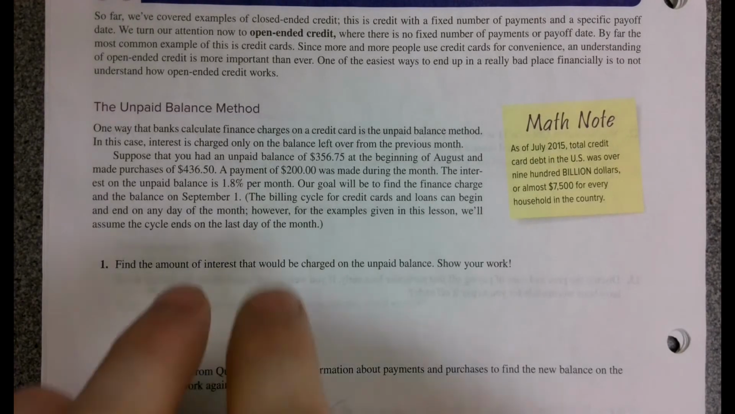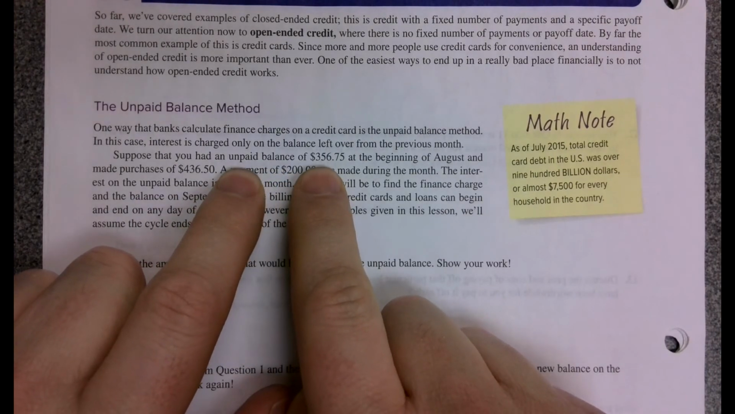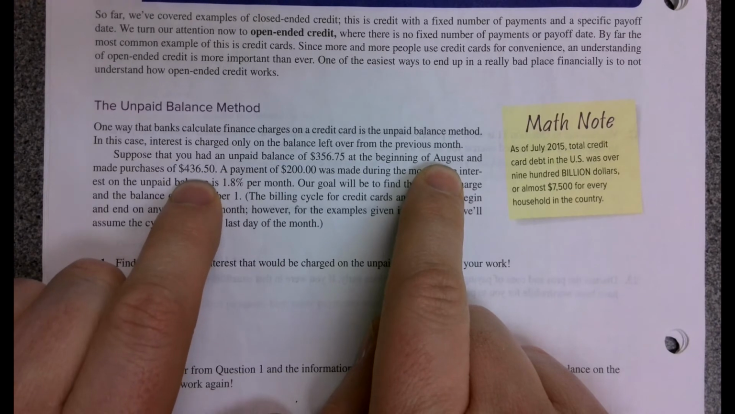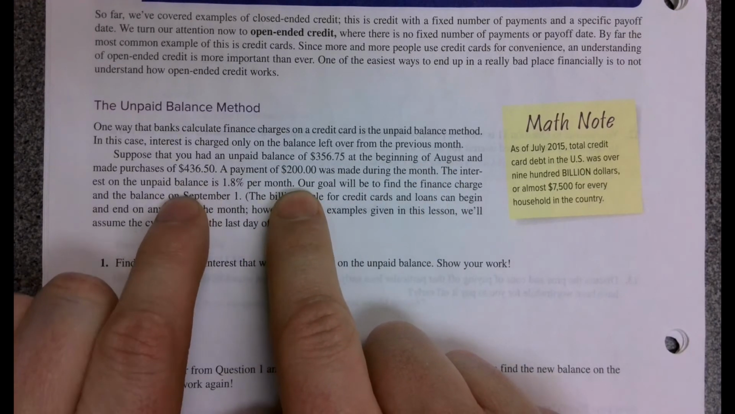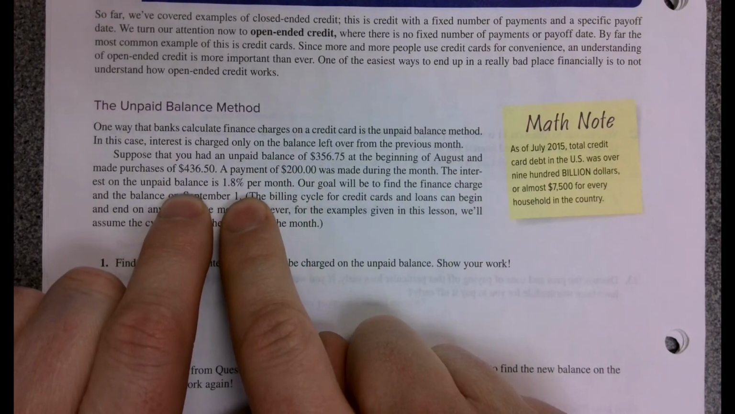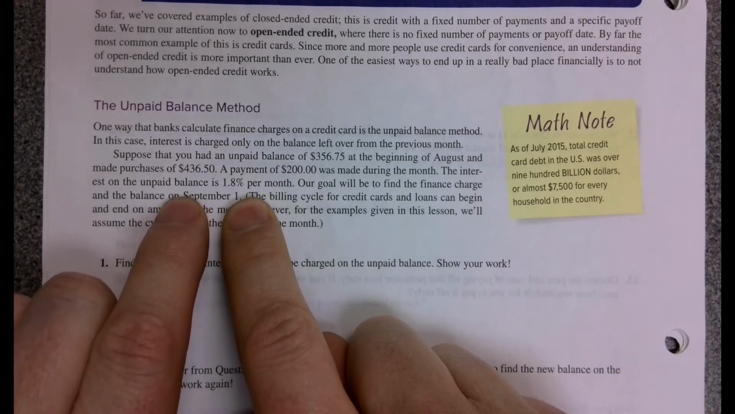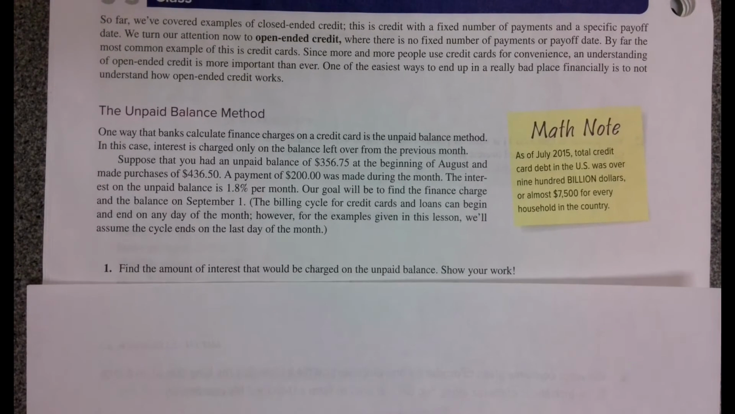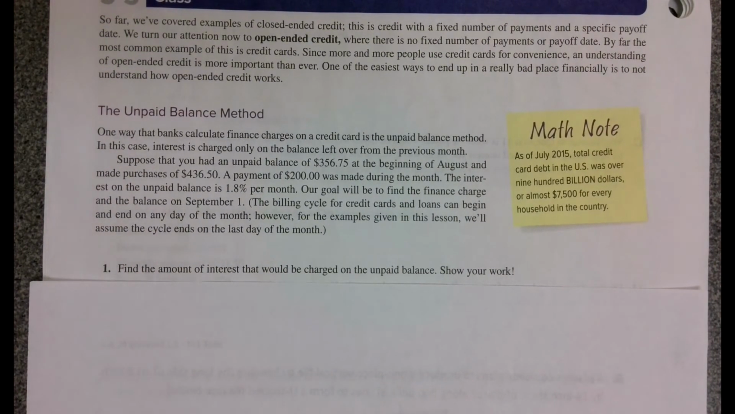So here's an example. Suppose you had an unpaid balance of $356.75 at the beginning of August, made a purchase and a payment, and that at the end of the month you're going to be charged 1.8% interest on whatever you didn't pay off. That will be added in. So let's find the amount of interest you're going to be charged. Well, first we have to do a quick calculation.